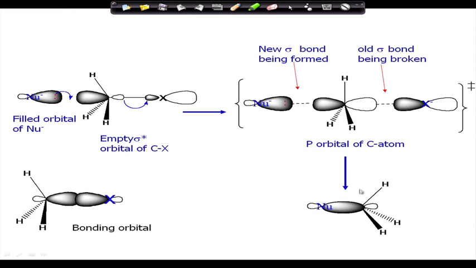the SN2 reaction, and after the completion of the departure of X, this is the situation. This was the sigma star antibonding orbital that was being offered, and now after combination it has become a bonding orbital. The other important thing is that these three hydrogens were on the left side, but after the reaction they have gone to the right side, forming a cone from the right side. That is important to notice.